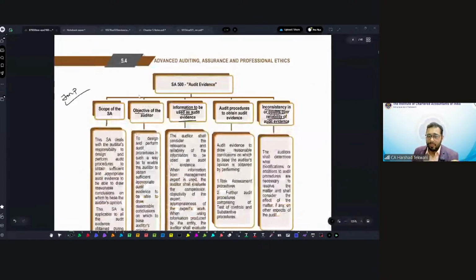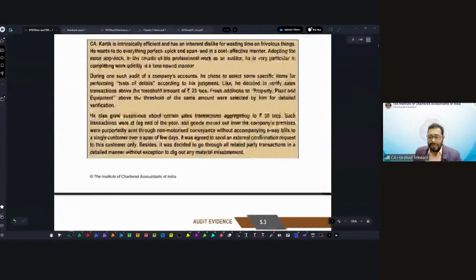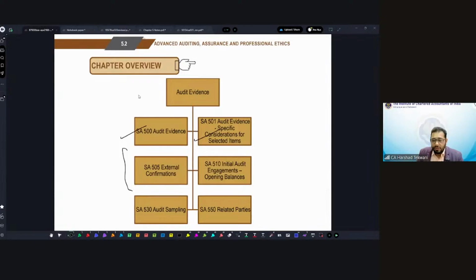Now in the next session, I will be taking up external confirmation, initial engagement, opening balance, and audit sampling. So these are my targets, 505, 510, and 530, in the next session that I will be taking up.